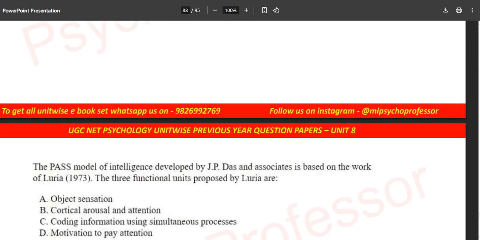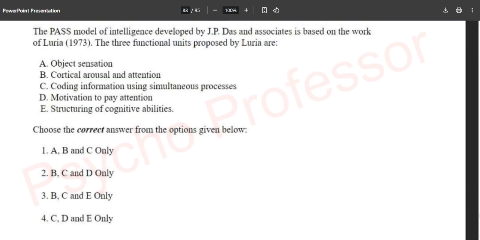Let's find out. First question says that the PASS model of intelligence developed by JP Das and associates is based on the work of Luria, and the three functional units proposed by Luria are. Now this question is again from your C book. Okay, if you have identified this, let's start the question. First of all, option number A, I want you to point out object sensation, and option number D, motivation to pay attention. Okay, instead of solving this question directly, we will just move another way.